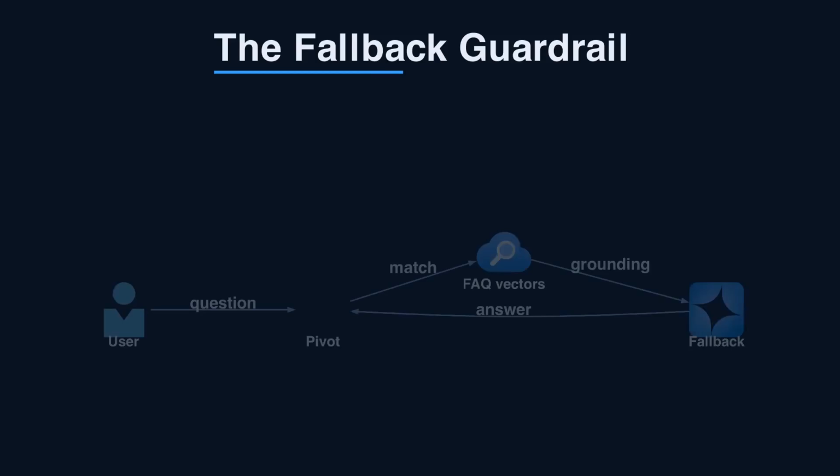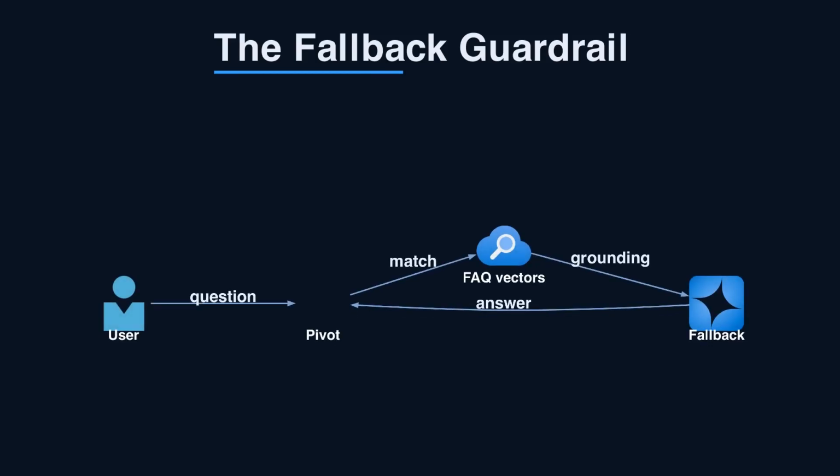Here's the gotcha I promised. The fallback must stay grounded. Pass your top FAQ candidates as context in the prompt. Instruct the model to answer only from that context. If nothing fits, it should say it doesn't know. Without this rule, the bot invents policies and refund rules. Grounded fallback turns a liability into a safety net.